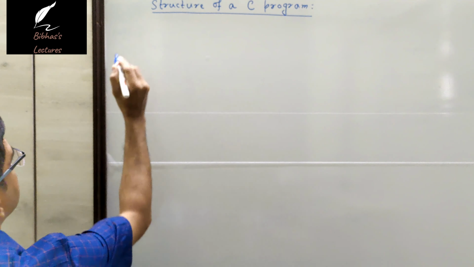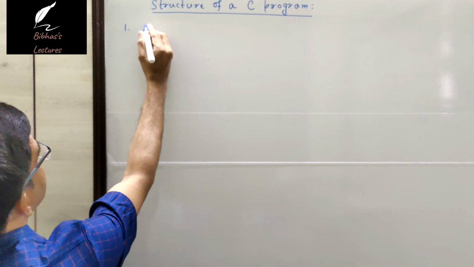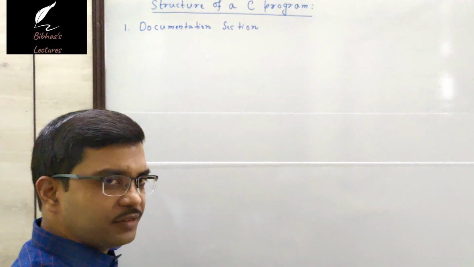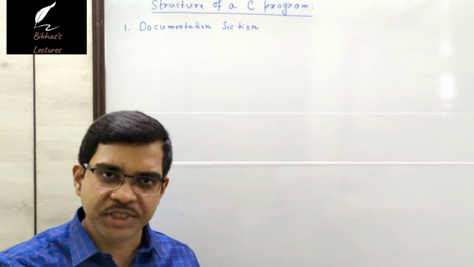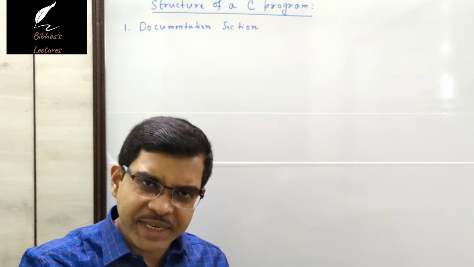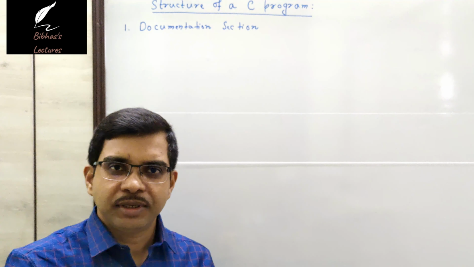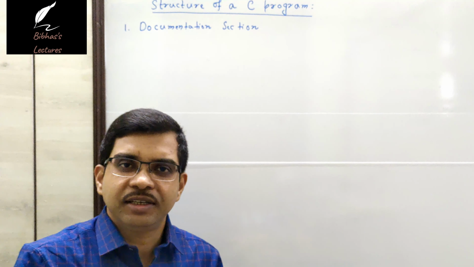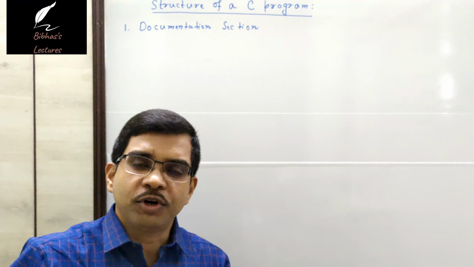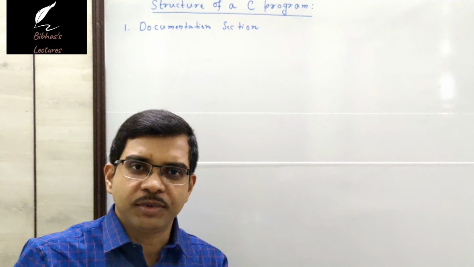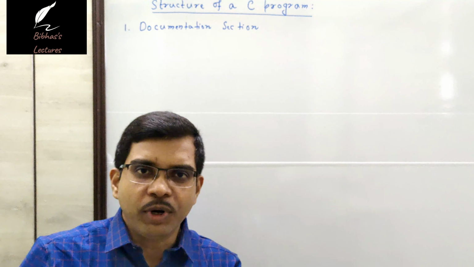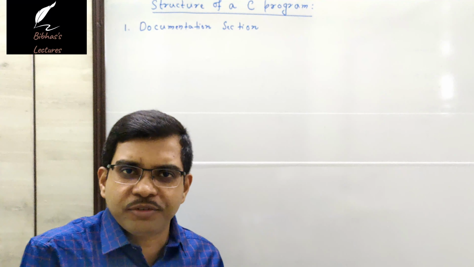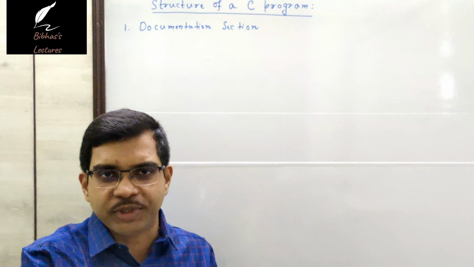So what is the first section? The first section is called the documentation section. The documentation section means whenever you are writing any kind of C program, before writing, you just mention in a simple English sentence what you are writing this program for. What is this program doing? Are you adding some numbers, or finding the factorial of a given number? Whatever you are doing, you just make a note of that.